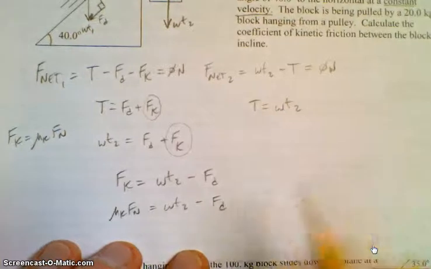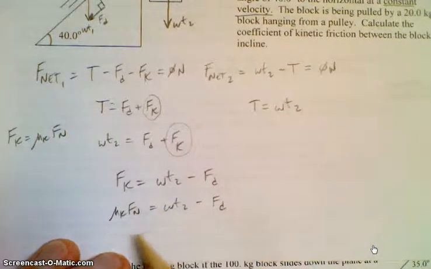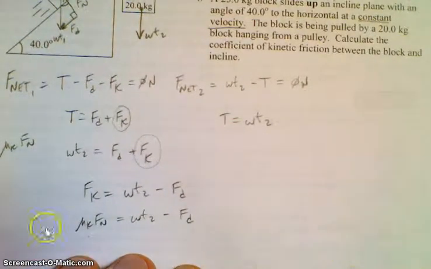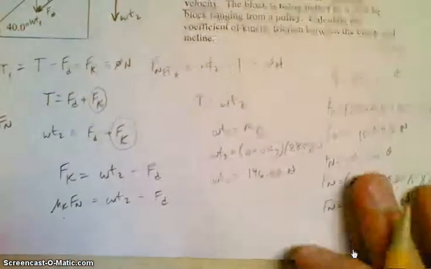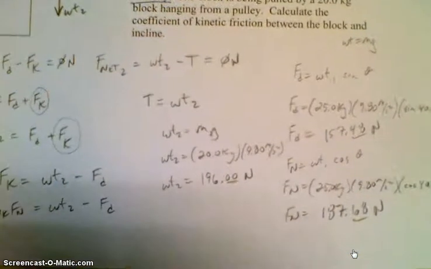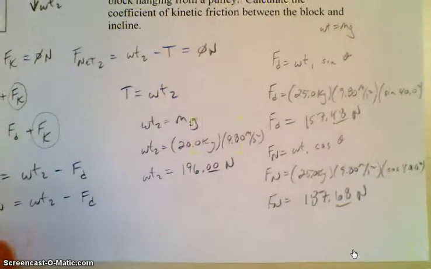Again, pause the video. See if you can solve for Fn, weight 2, and Fd. And then we'll solve for mu k using those values. Again, I'm going to do it just right over here in this space. Pause the video. Come back in a second. Okay, here's what I got when I solved for each of those values. So you can take a look, give you a second to look over those items.